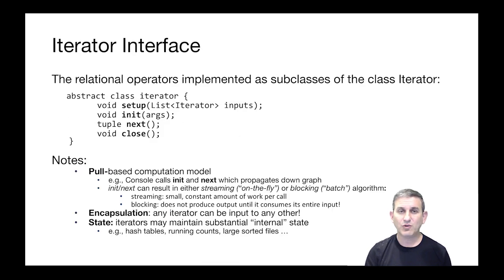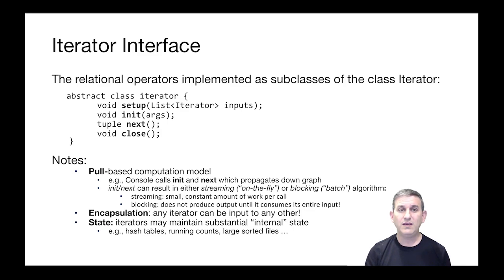The iterator interface more generally looks like this. All relational operators are implemented as a subclass of a class Iterator. It's got four methods: setup, init, next, and close. The setup method basically just constructs that data flow graph. It tells the iterator who its children are, and the iterator will remember its children as a list of inputs. And this is just for setting up the topology of the graph.